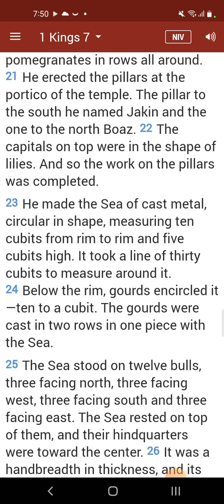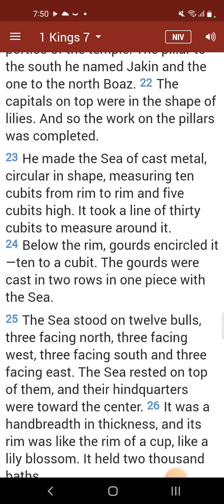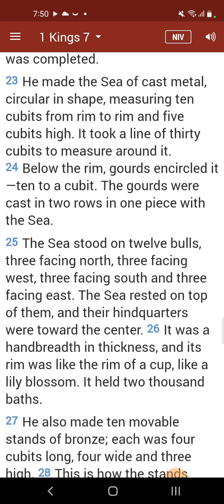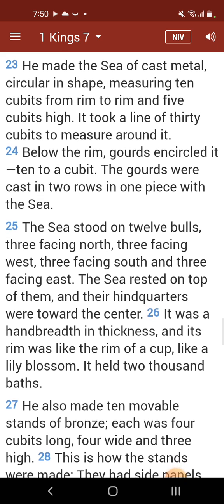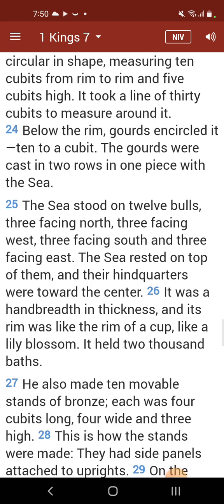He made the sea of cast metal, circular in shape, measuring 10 cubits from rim to rim, and 5 cubits high. It took a line of 30 cubits to measure around it. Below the rim, gourds encircled it, 10 to a cubit. The gourds were cast in 2 rows in 1 piece with the sea.